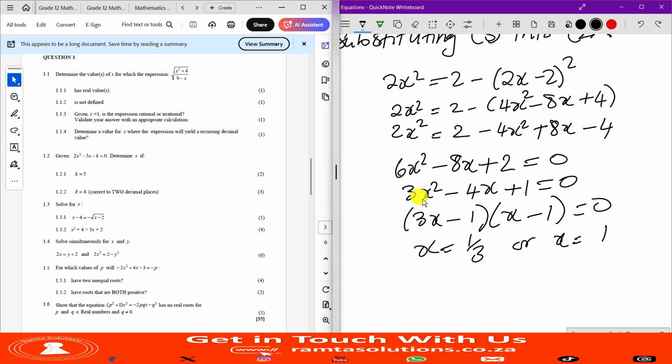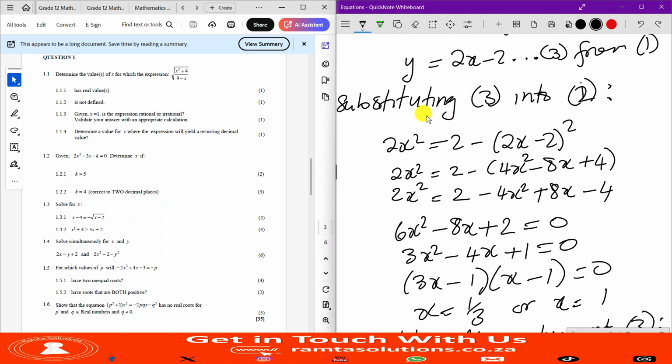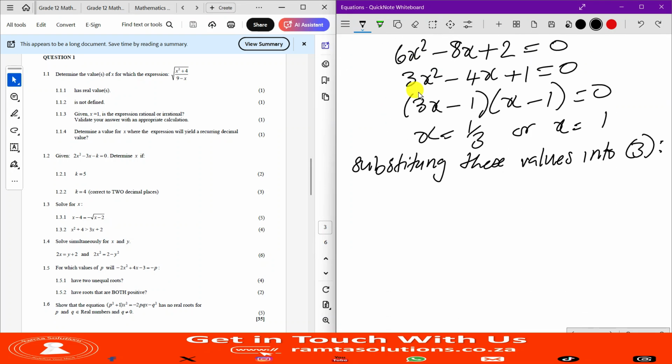Let me write this instruction here: substituting these values into equation 3. Guys, I am only writing this in order for you to understand, but it's not necessary. The same applies to the instruction here. It's not necessary. Okay, let's proceed.